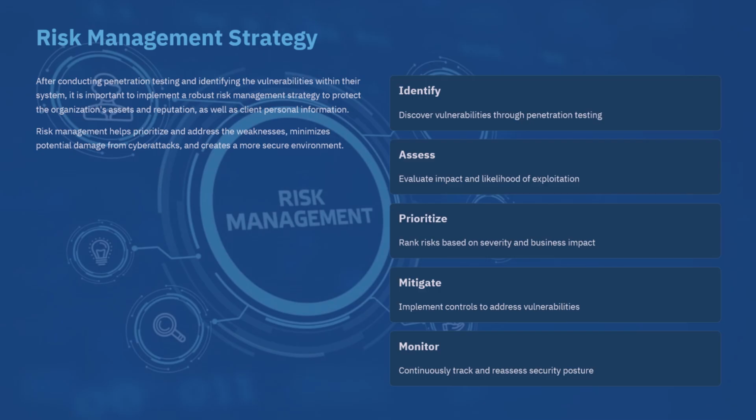After conducting penetration testing and determining the vulnerabilities that exist on their system, it is crucial that the next steps are to prevent these vulnerabilities from being exploited. One way to do this is to implement a robust risk management strategy to help fight against and protect the organization's assets and reputation, as well as their users' personal sensitive information. Risk management allows organizations to minimize potential damage from cyber attacks and create a more secure environment.